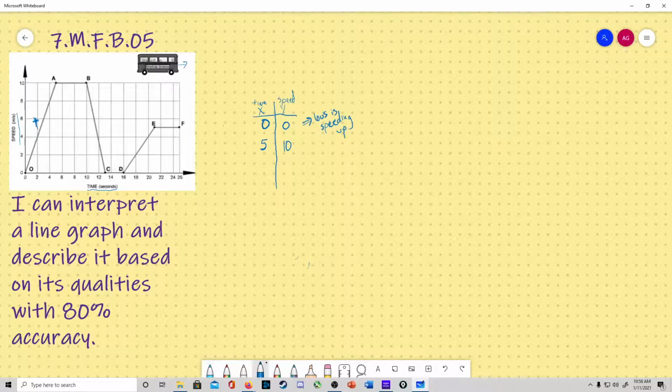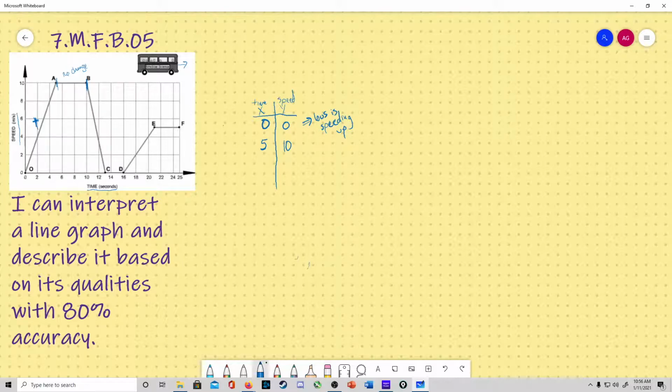All right, and then we look at the interval from A to B. We can see that from 5 seconds to about 10 seconds, nothing happened, right? We're not going any faster, but we're still staying at this speed. So no change. Okay, so what do we think's happening if there's no change? Are we still moving? Well, time's still moving and our speed is still happening, but our speed is staying constant.